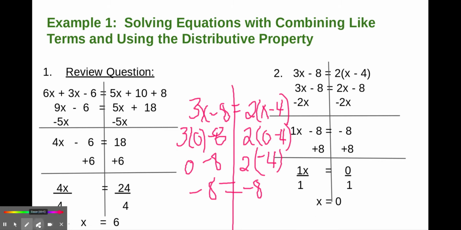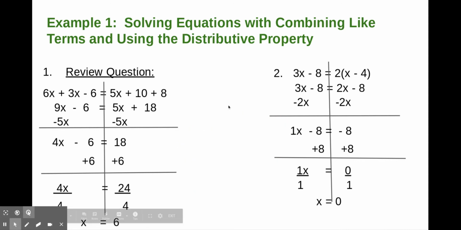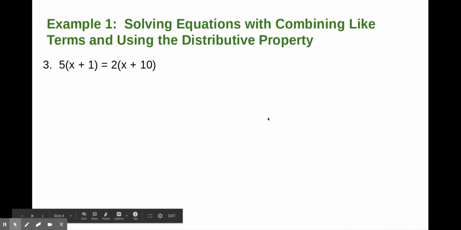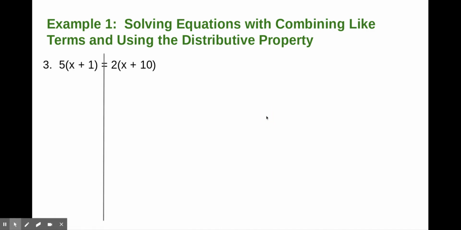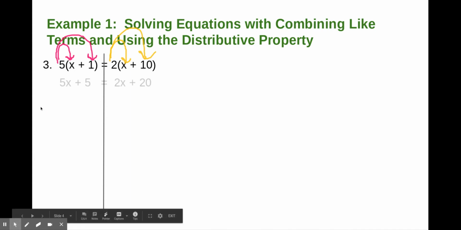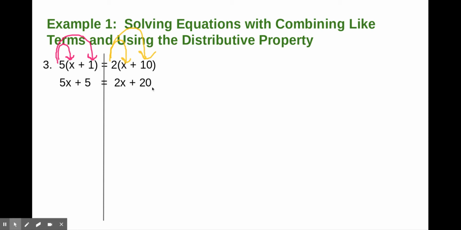Okay? All right, let's take a look at a few more examples. So if I look at this example here, number 3, I have my left side and my right side. And if you look at your left side, you see the parentheses, and the same on the right side. So it looks like we have to do 2 sets of distributive properties. Okay, on the left side, I have 5 times x and 5 times 1. And on the right side, I have 2 times x and 2 times 10. Okay, so when you distribute, on the left side, you get 5x plus 5. And on the right side, you get 2x plus 20.